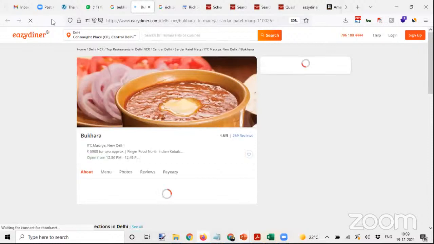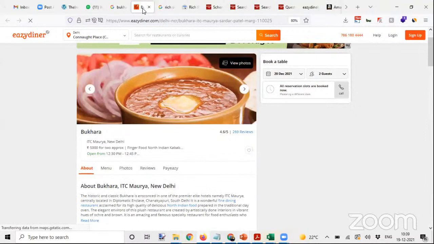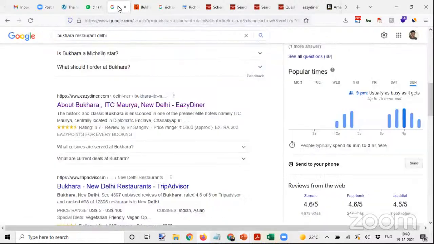Right. Now this is one of the examples where this is the title tag which has been kept. But did you see the difference? Here it is showing as Bukhara, extra 200 easy points for every booking, ITC Maurya, New Delhi, Delhi NCR. Okay, but what did Google show? Google showed Bukhara, ITC Maurya, New Delhi, right? Yes, sir. Bukhara, ITC Maurya, New Delhi.